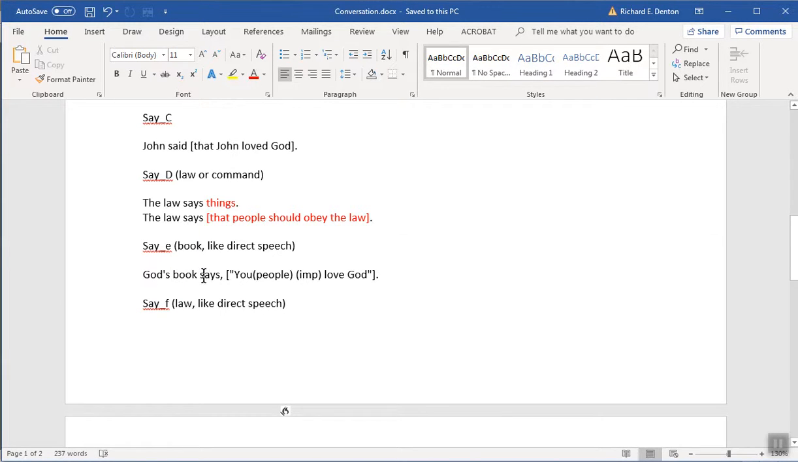God's book says, comma, left bracket, open quote, you people (imperative) love God. Close quote, right bracket, period. So it's just like say A for direct speech, but it's a book saying something.